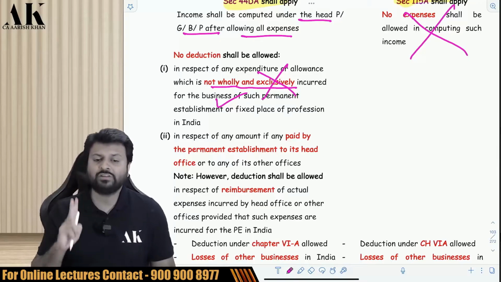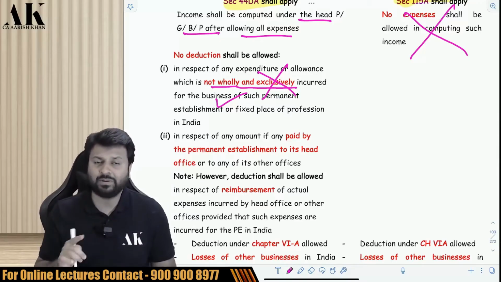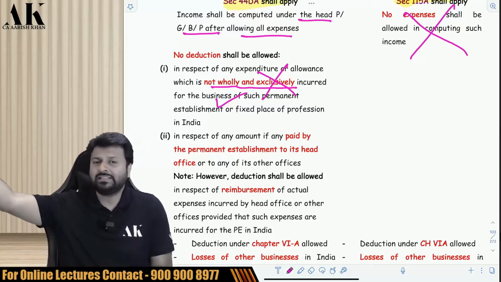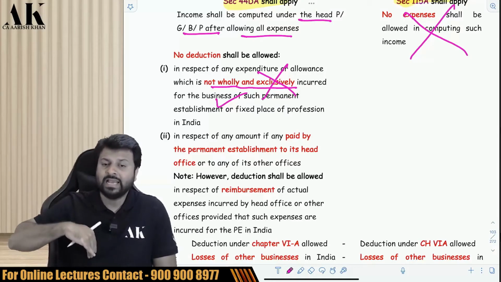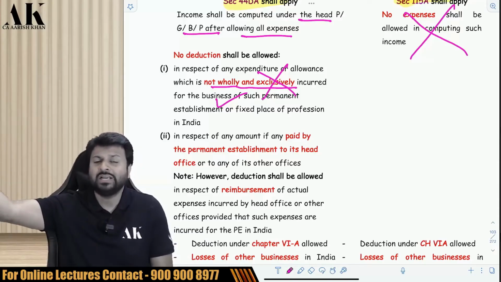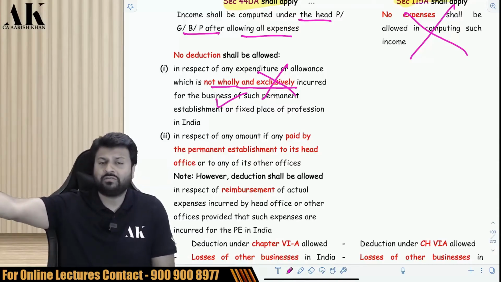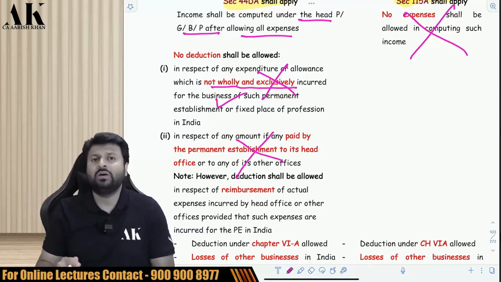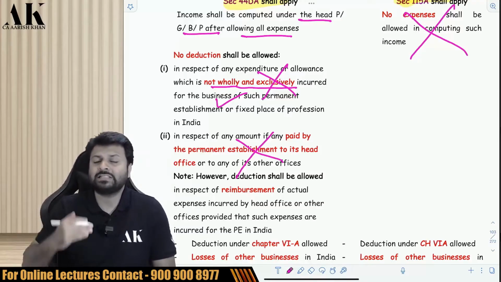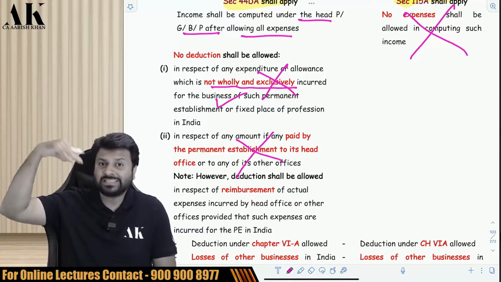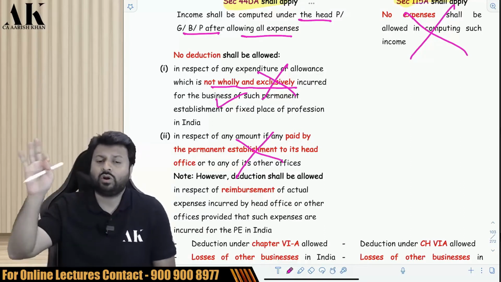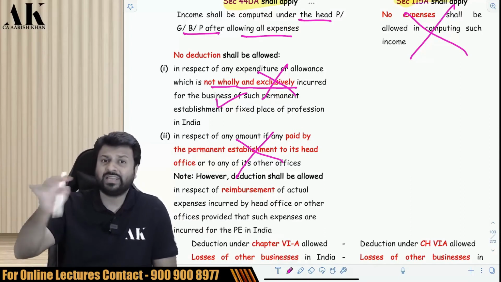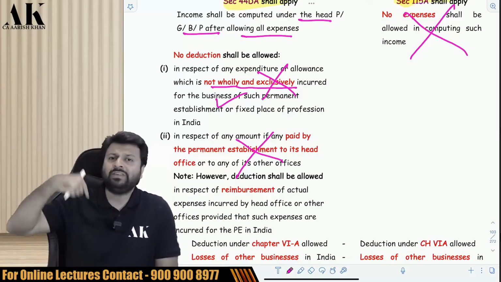The second thing which you have to keep in your mind is, pay attention please. There is a branch in India and there is a head office in Singapore, and if the Singapore head office is giving some services, and I'm making the payment to the Singapore head office, then that deduction will not be allowed. Why? Because that will be considered as a payment to self. If head office is giving services and I'm making the payment to the head office, then the deduction will not be allowed to me.